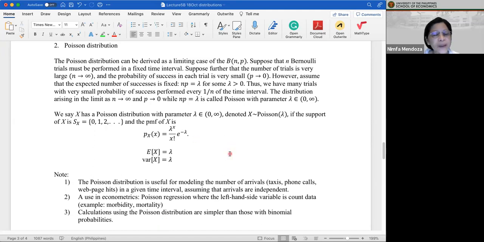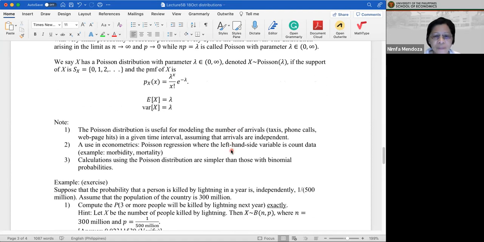So note that earlier we started with the binomial distribution, which is the sum of Bernoulli random variables. Then we had the geometric, which traces again to the Bernoulli trials, and now we have the Poisson, which is linked to the binomial distribution.